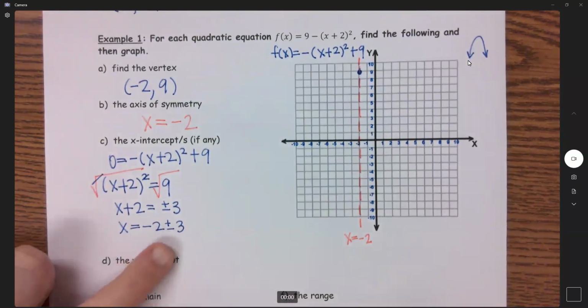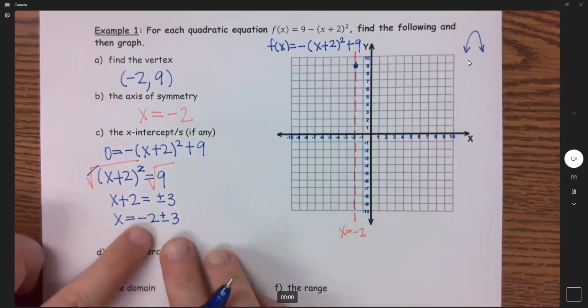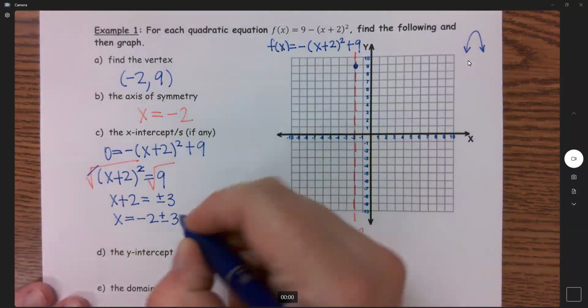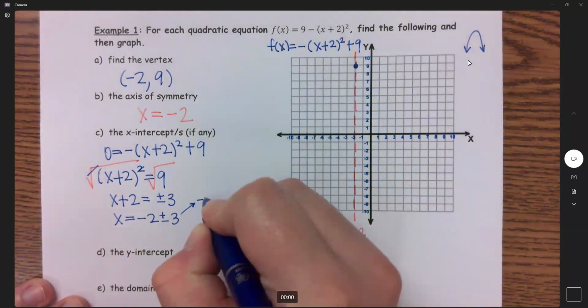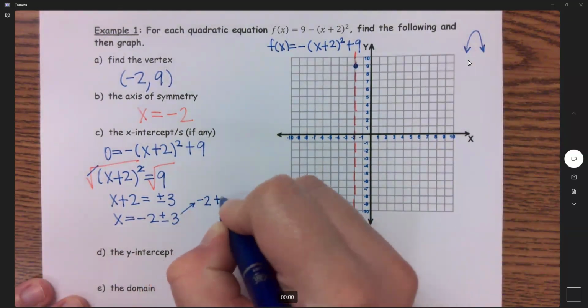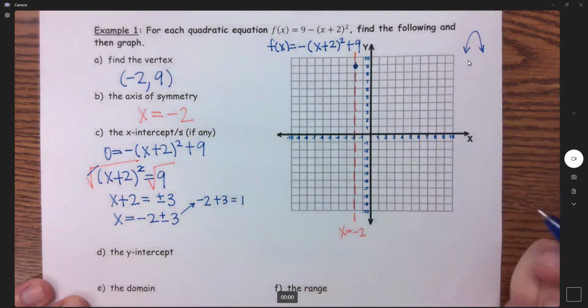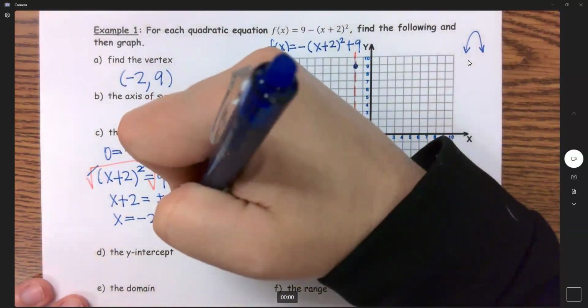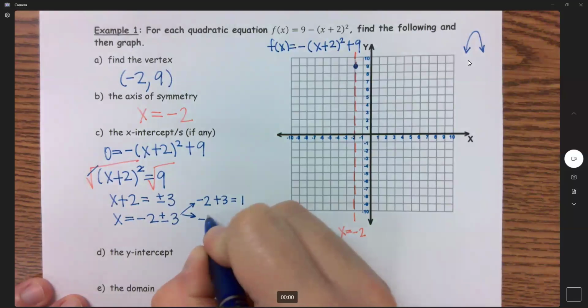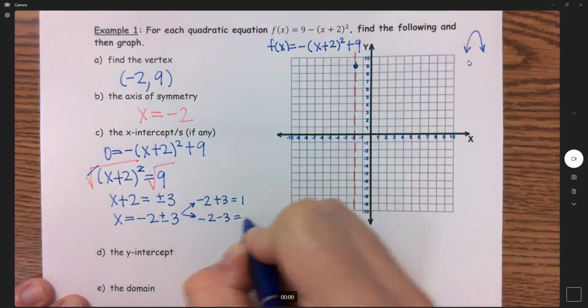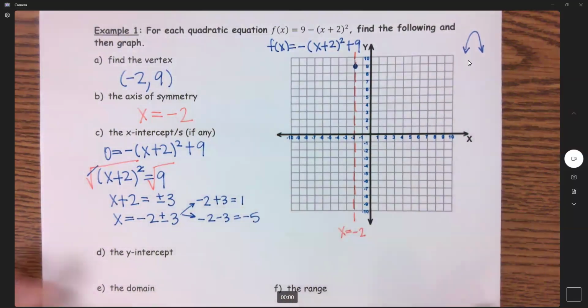So, because I have 2 whole numbers here, I can go ahead and get my 2 solutions. The first one is when I have -2 plus 3, so that's going to give me 1. The second one is -2 minus 3 to give me -5.